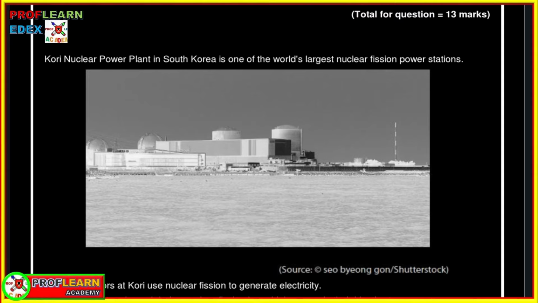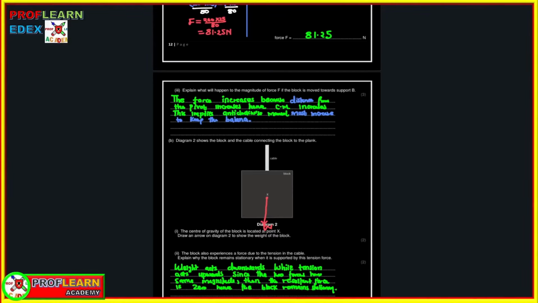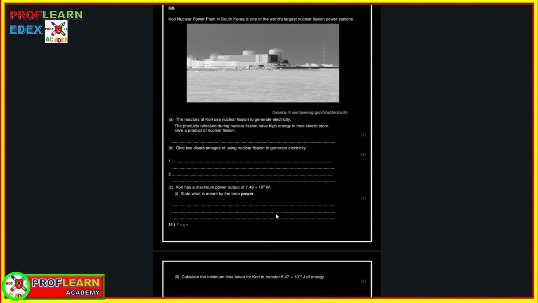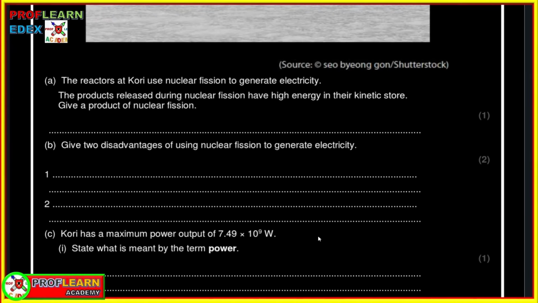questions. We have also nuclear energy power, which is a question that I've tried to bring on board to review. So if you are told, for instance here, to give the product of nuclear fusion, what are the products, the end products? Because the products released during nuclear fusion have high energy in their kinetic energy. So now, which are the products? Of course, we are going to talk about daughter nuclei being produced, and also we have neutrons also produced as the end product.